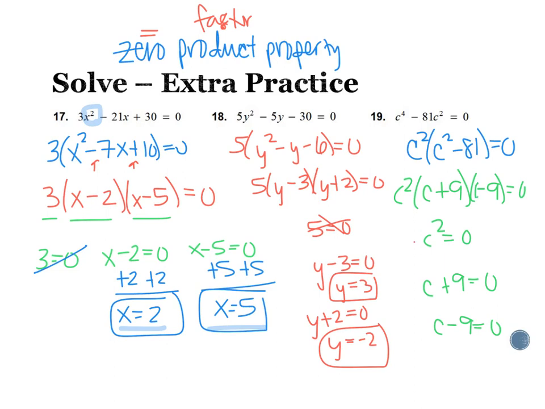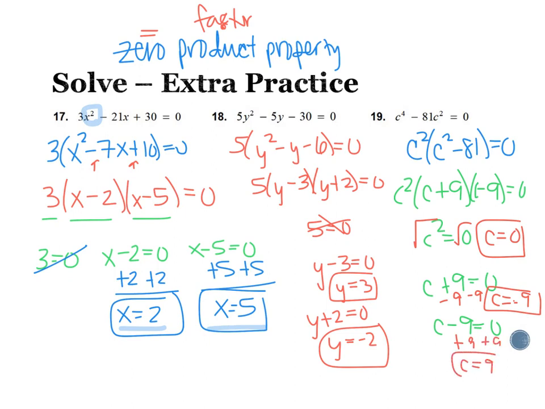Here's a skill we haven't really talked about yet. We're going to square root both sides, and you get c equals 0. Okay. That one is an answer, and actually because there's a squared, it's a double root. We briefly mentioned that earlier in the chapter. The second one is c equals a negative 9. And the third one is c equals a positive 9.